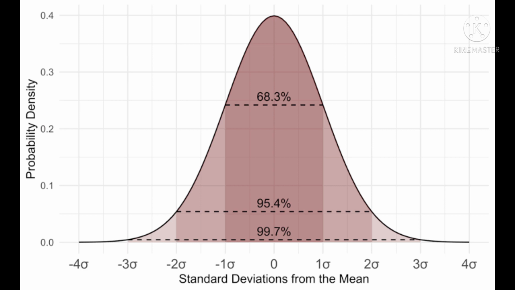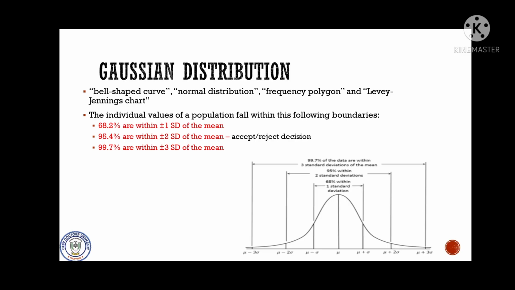68.2% are within plus minus 1 standard deviation from the mean. Plus minus 2 SD from the mean are within 95.4%. And lastly, 99.7% are within plus minus 3 standard deviations from the mean.